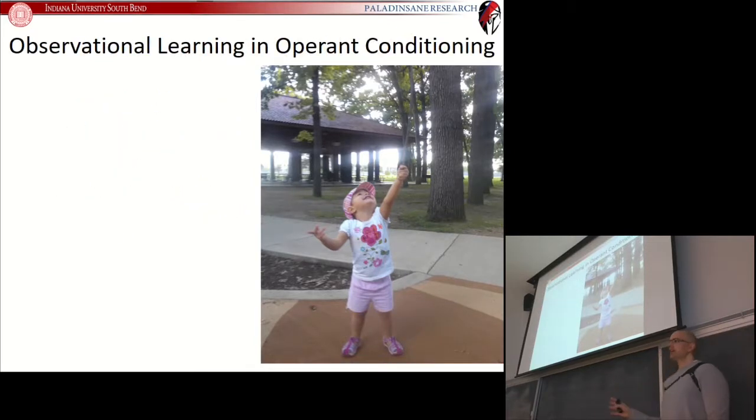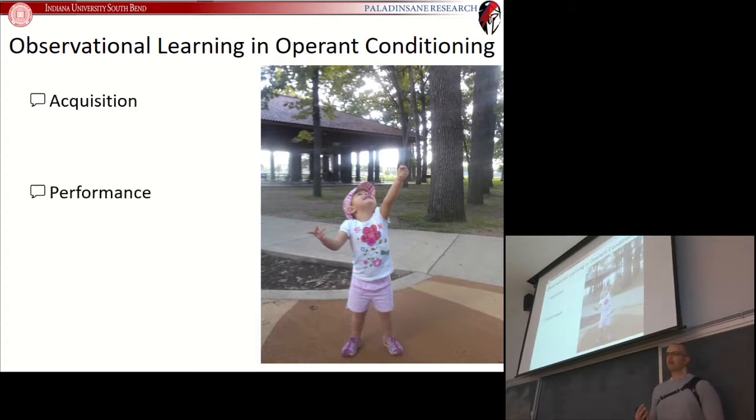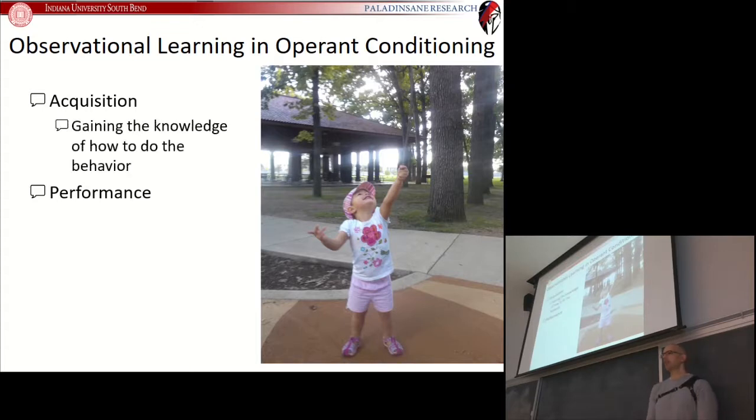So we took a look at classical conditioning in observational learning. We were talking about vicarious emotional responses. Now we're going to take a look at the other major form of learning that we've investigated, observational learning, and how it can impact operant conditioning. So this is involved in terms of acquisition and performance of the behavior. So two distinct aspects that you need in order to do a behavior. The acquisition is actually gaining the knowledge on how to do the behavior, and the performance is actually doing the behavior. So these are two very different things.